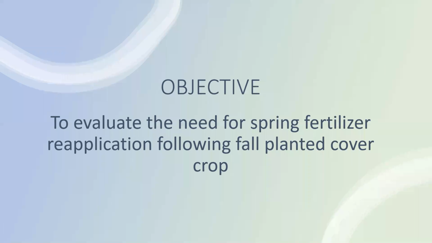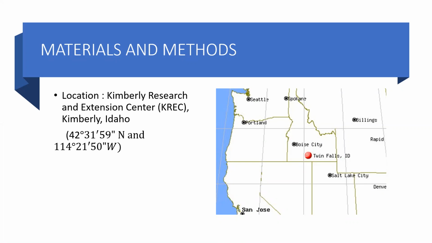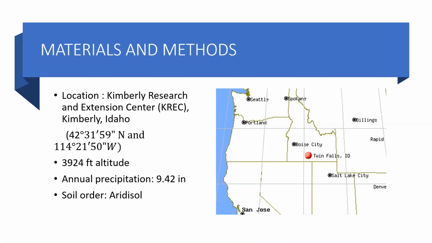To evaluate this, we conducted an experiment to evaluate the need for spring fertilizer reapplication following fall planted cover crop. The experiment was conducted in Kimberley Research and Extension Center, located at an altitude of 3,924 feet. The region has an annual precipitation of 9.42 inches. The soil is in the order arid soil, and the climate is semi-arid in the region.